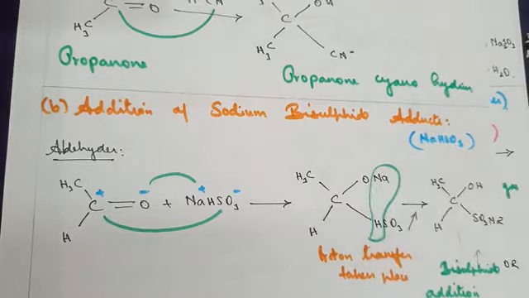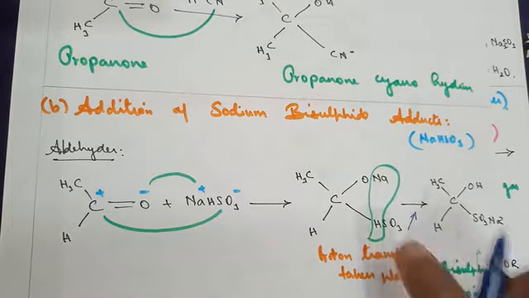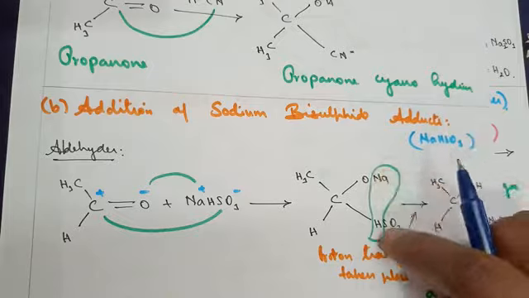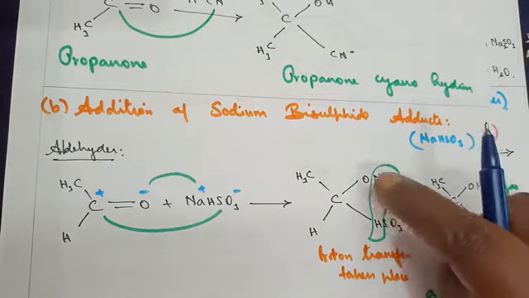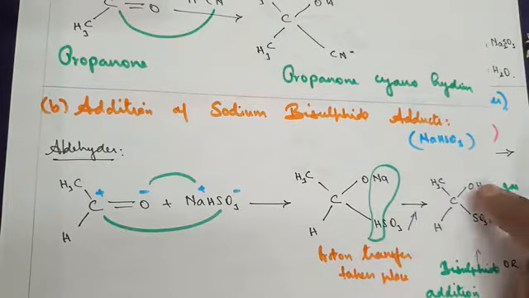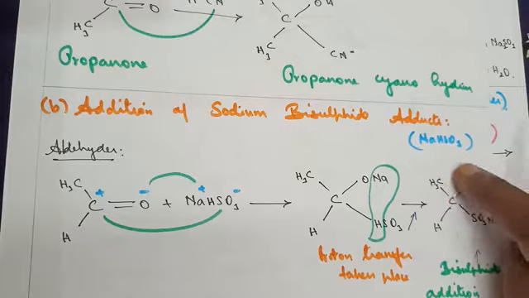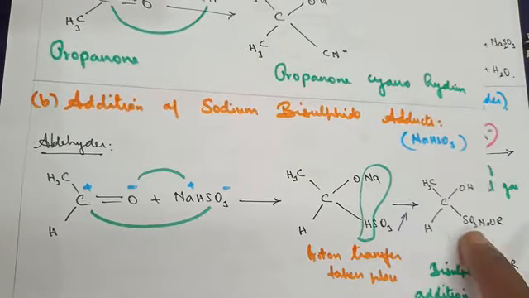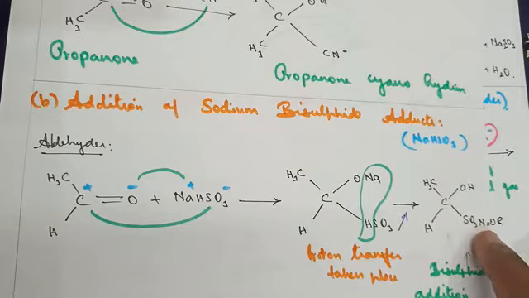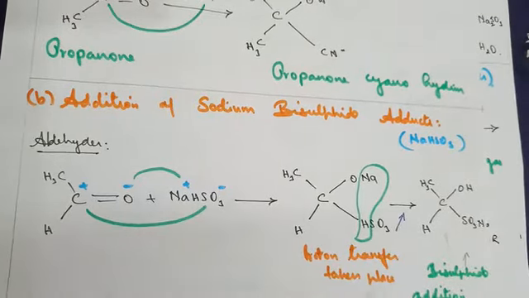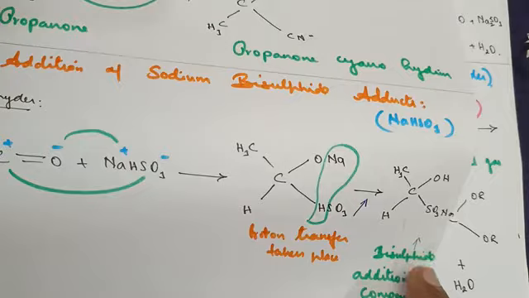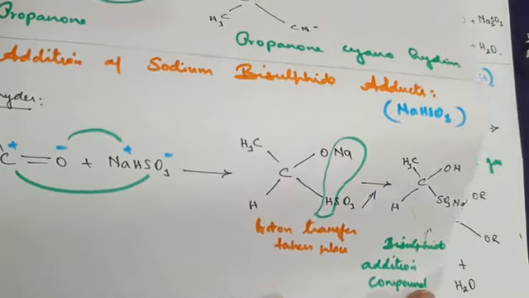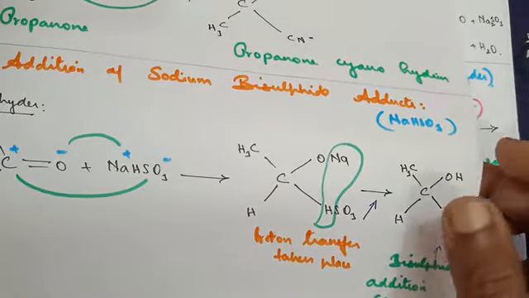Sodium is positively charged. This hydrogen is positively charged. Transfer of proton takes place. So O will combine with a hydrogen, giving us the formation of a hydroxyl group. Na will combine here, so we will get NaSO3. What will be the name of the product here? Bisulfite addition compound, or a bisulfite adduct compound.